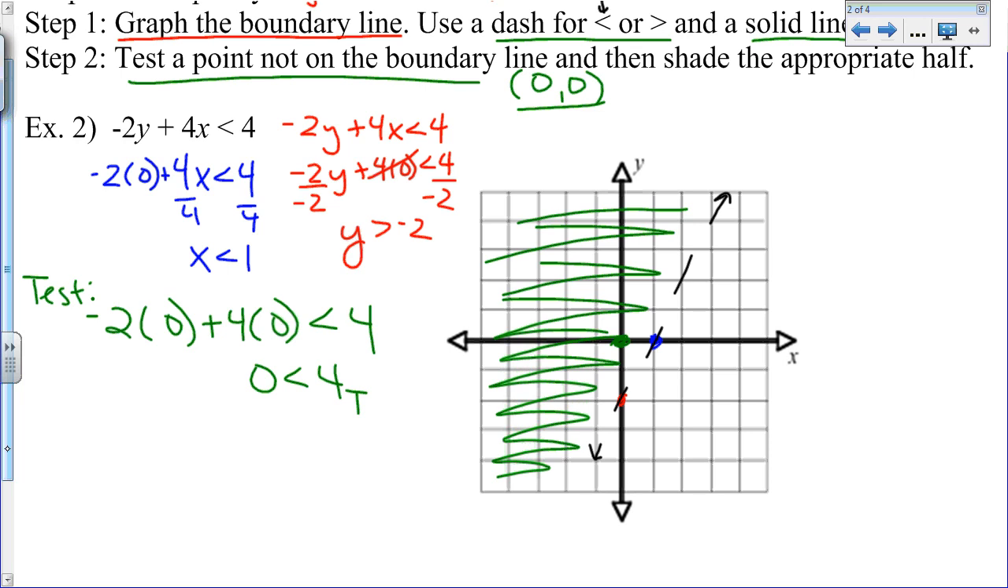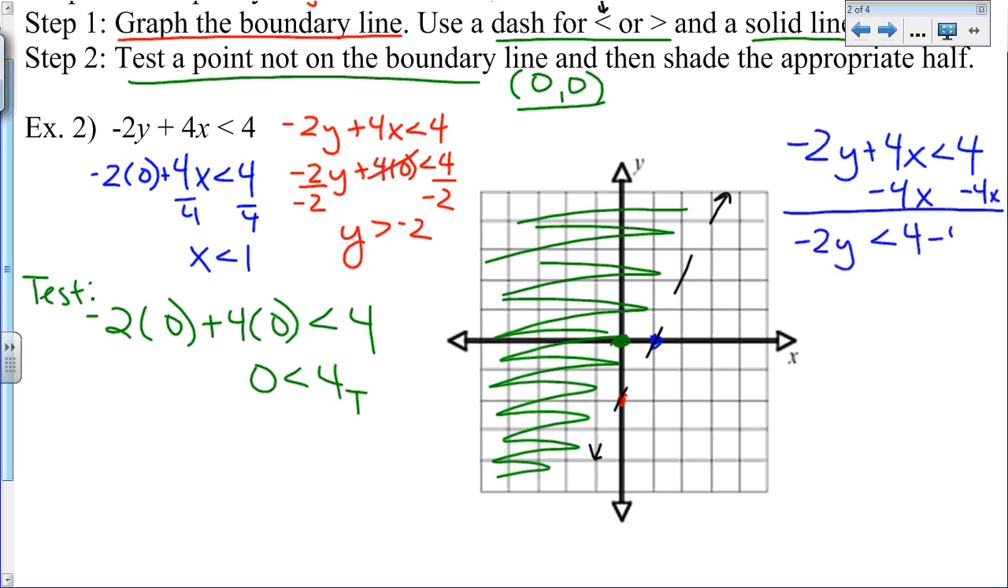Now I do want you to keep in mind, ladies and gentlemen, I'm going to do this over here. Some of you do not like graphing with x and y intercepts. So I want to show you, you could solve for y. So you would subtract 4x, and we get negative 2y is less than 4 minus 4x. Divide by negative 2. We get y is greater than, this is negative 2 plus 2x. So there's the negative 2 for our b value.